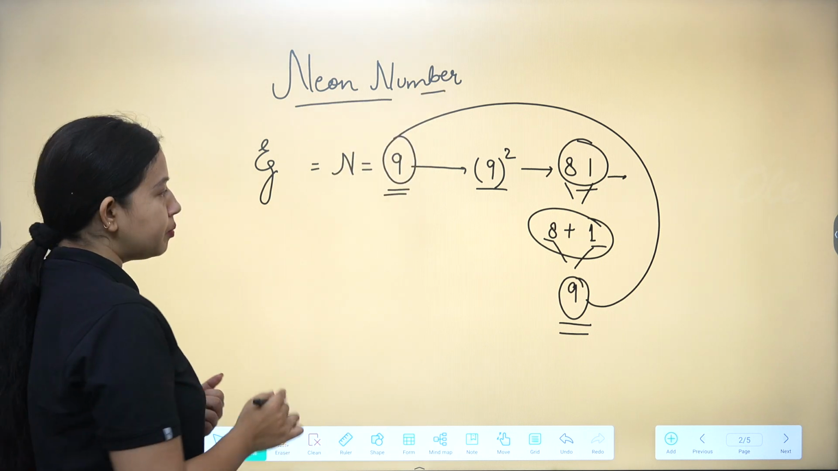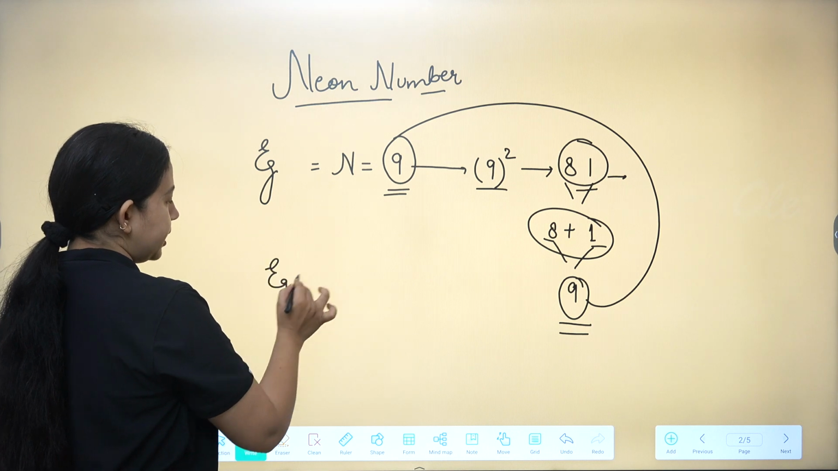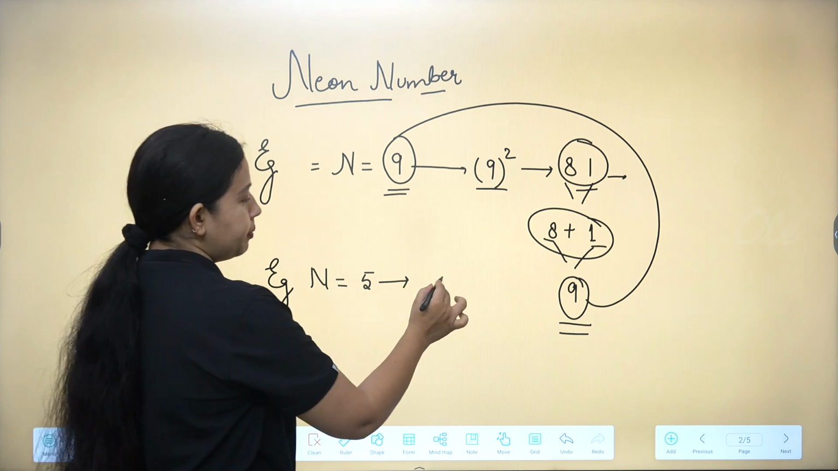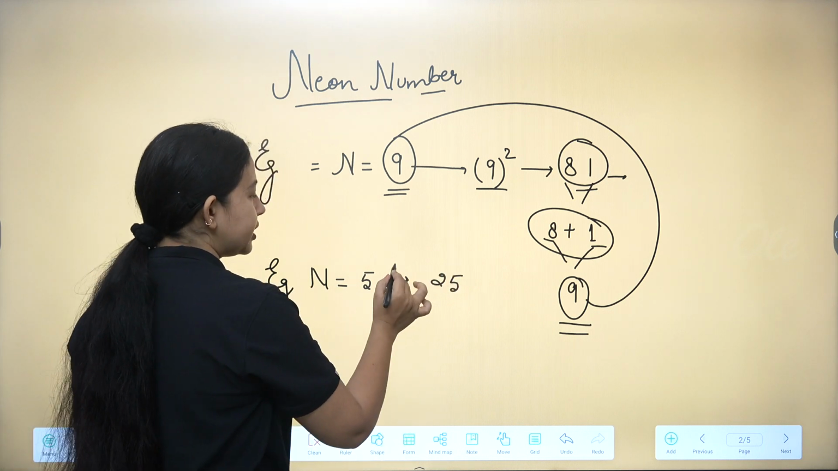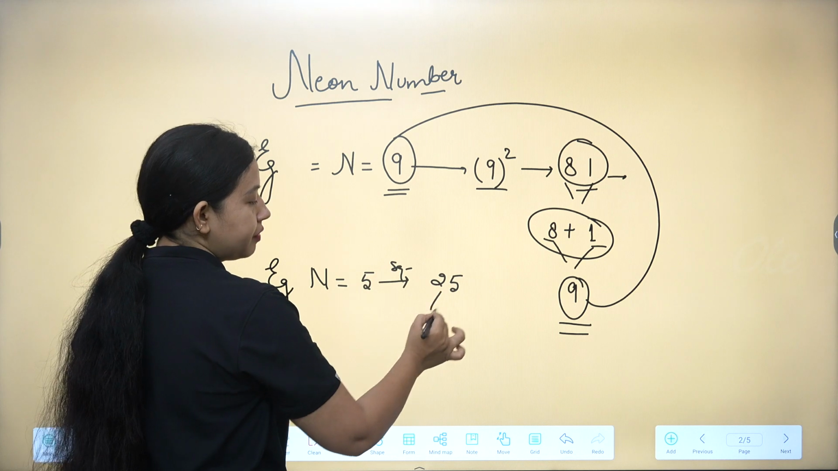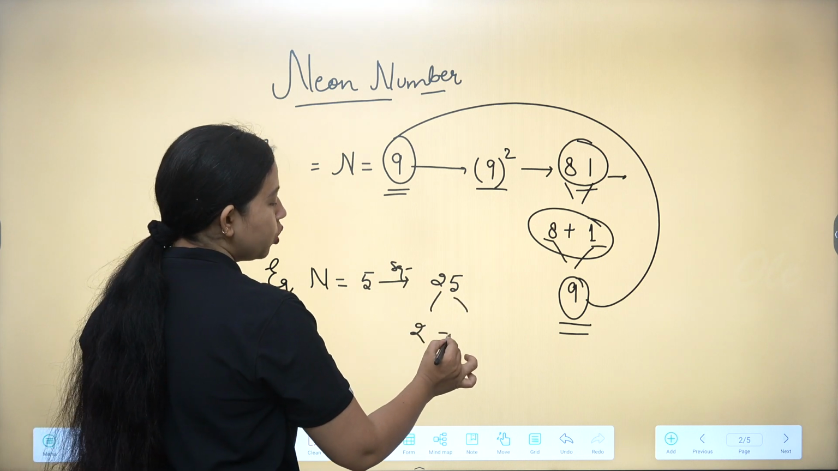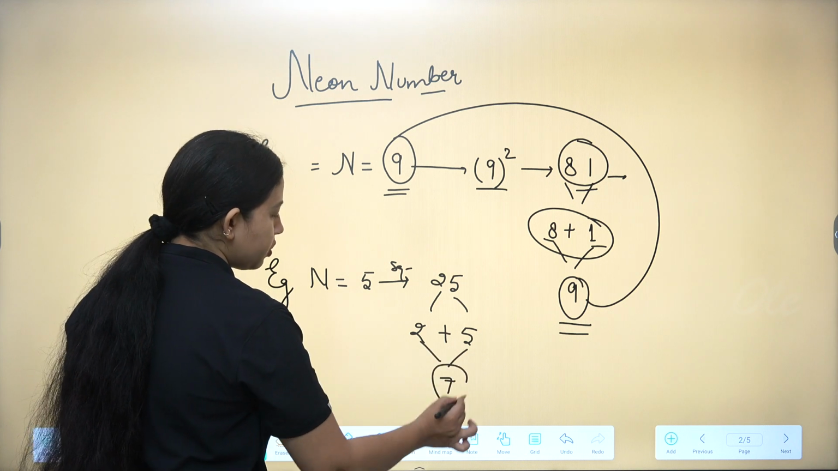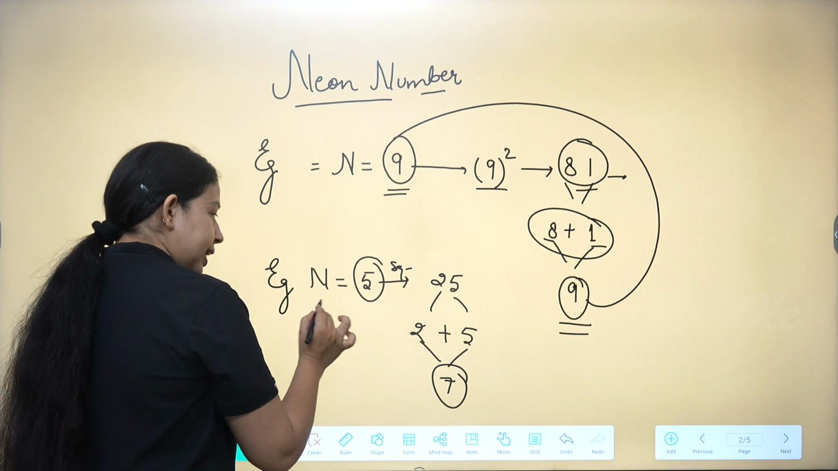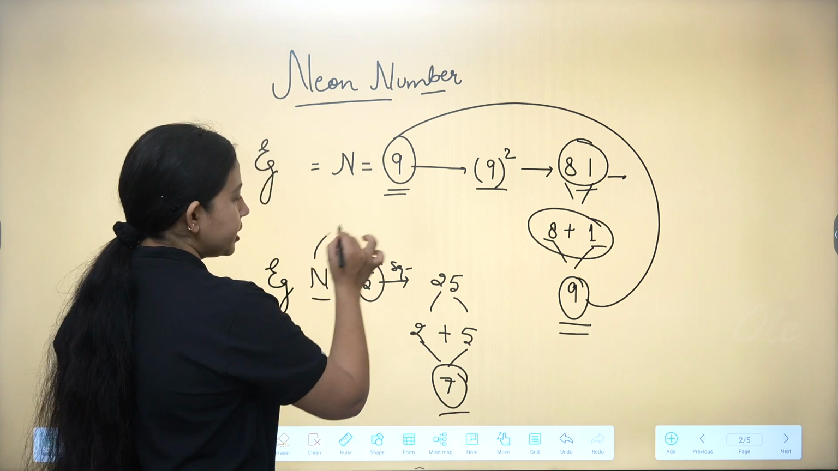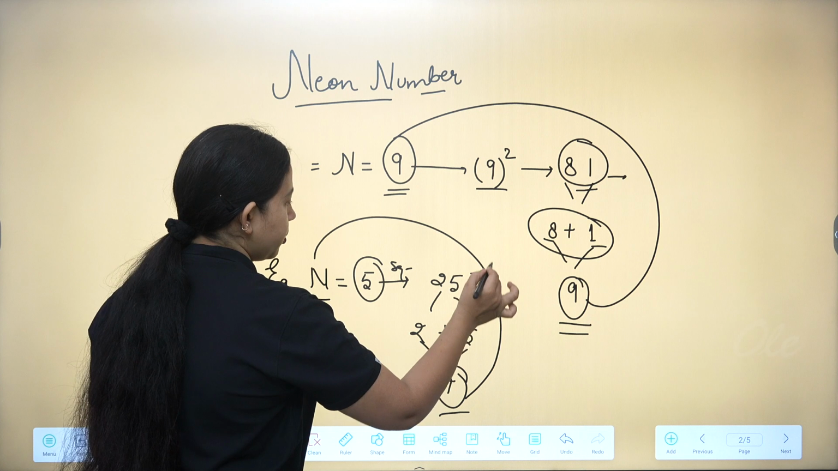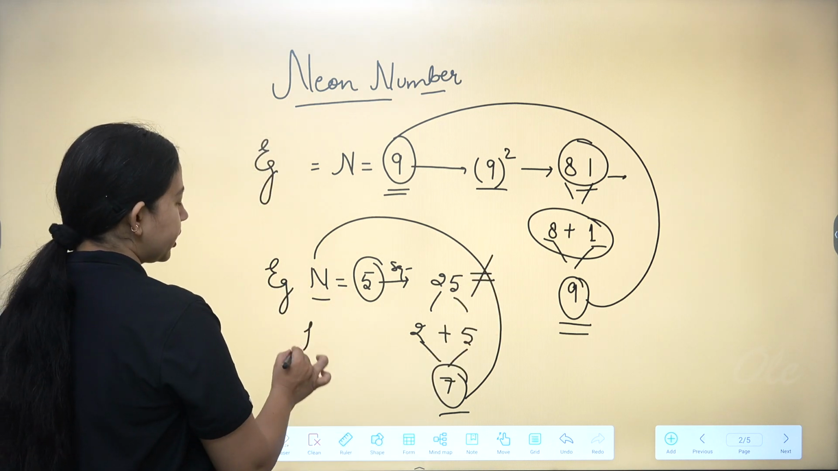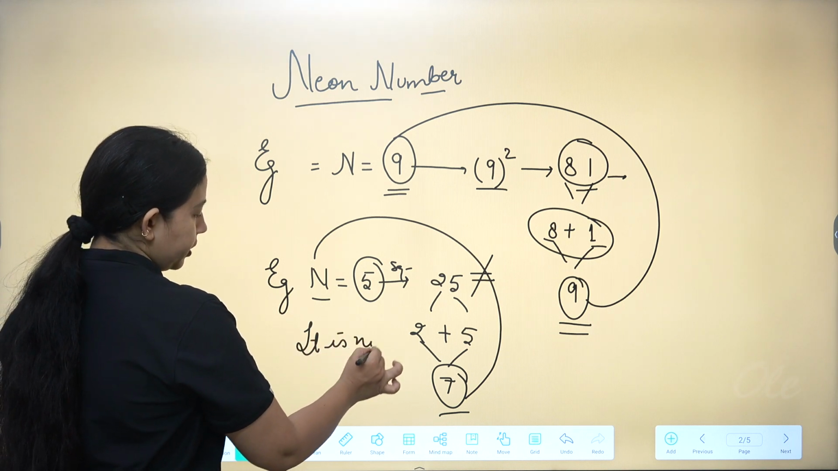Alright. You can take one more example. Suppose I take the number 5. Make its square, it becomes 25. Fetch the digits, that is 2 plus 5, sum them and it gives you 7. Now this time the taken number and the received number are not equal to each other. So when this kind of condition arises, we say it is not a neon number.